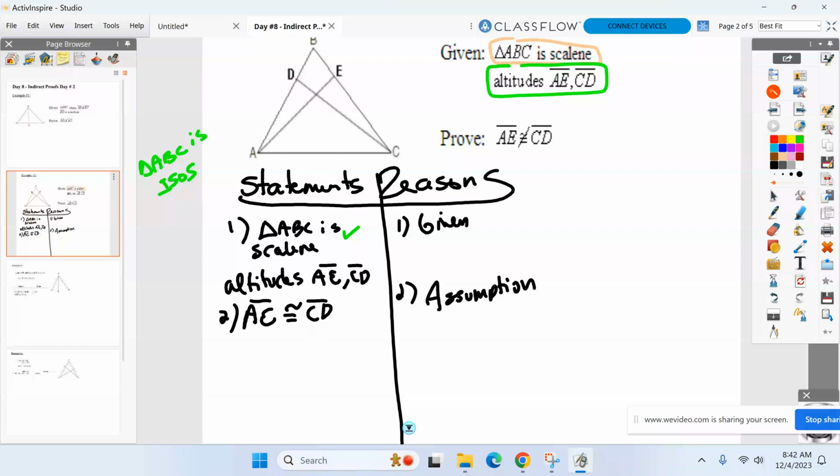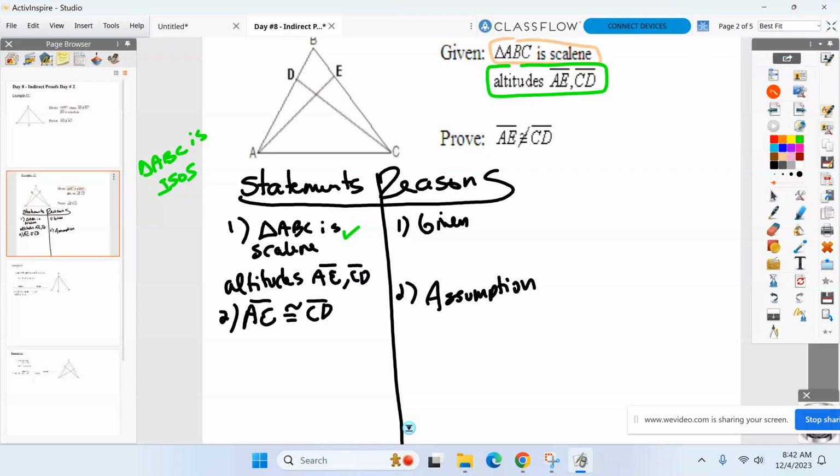We've gone down this road before. How many sides do you need to be isosceles? 2. How am I going to get those 2 congruent sides? By proving the what congruent first? Triangles. We just need to find what triangles we're going to prove congruent. So that's up to you right now. I'll give you a second or 2 to take a look at the diagram.